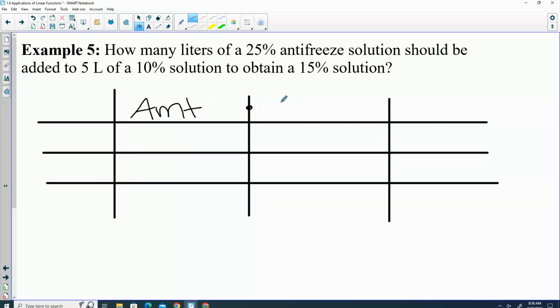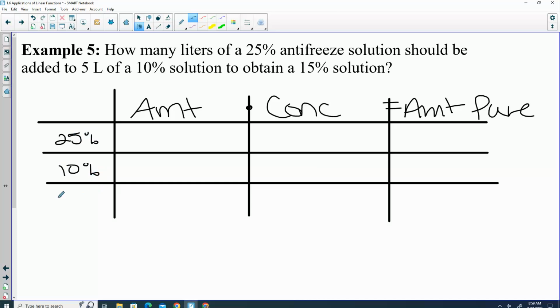Amount. My rows. What two things am I mixing together? Mixing 25% and 10%. So I'm going to call these 25%, 10% of my total.